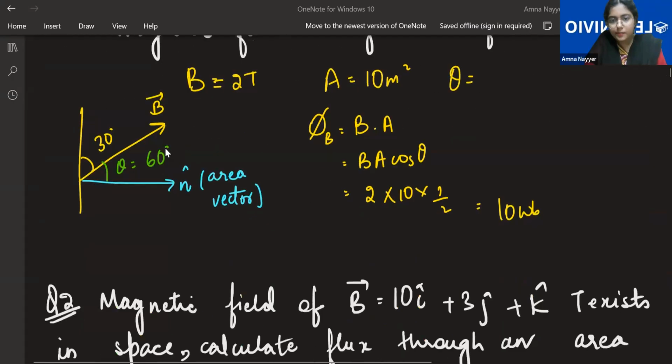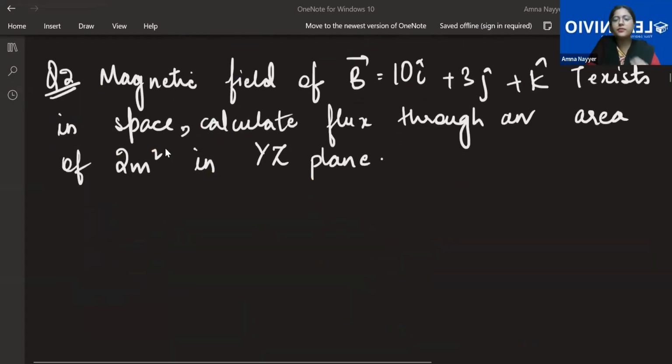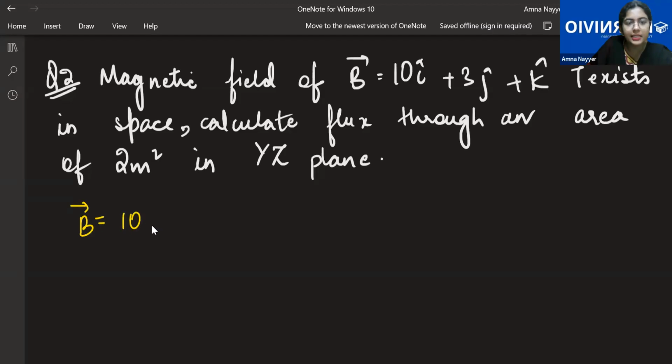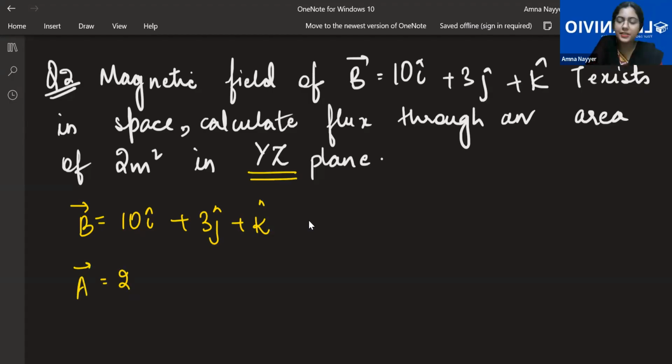Okay. Let's see this question. This says the magnetic field is given as 10 I cap plus 3 J cap plus K cap Tesla. This exists in space. We have to calculate the flux through an area of 2 meters square in YZ plane. Regarding the area vector, it's given as 2 meters square in YZ plane, which means it has not specified the unit vector. So for area, we already discussed that we have to choose an area vector.